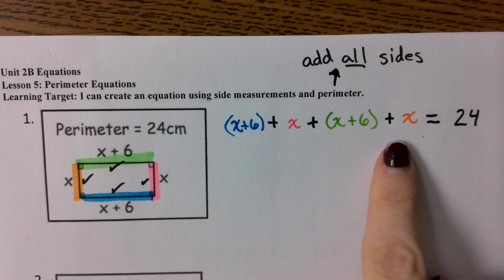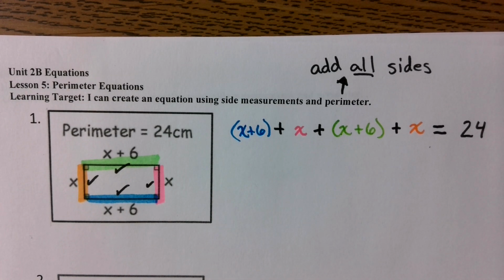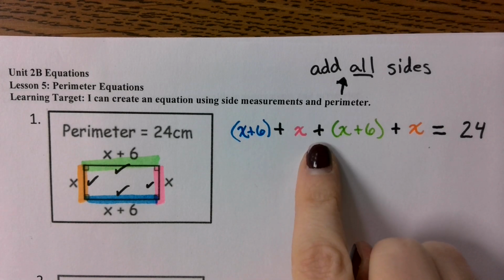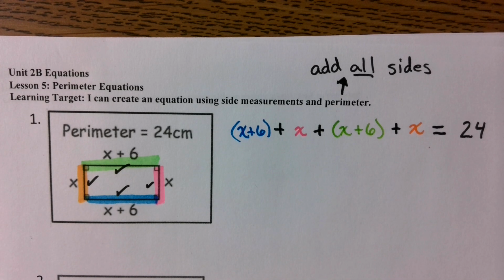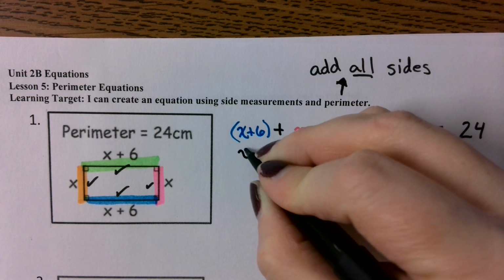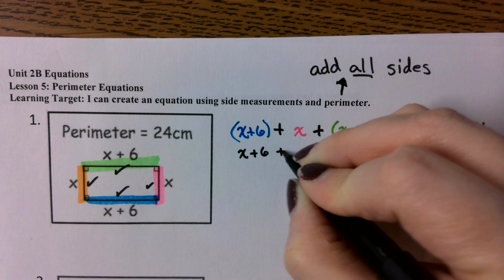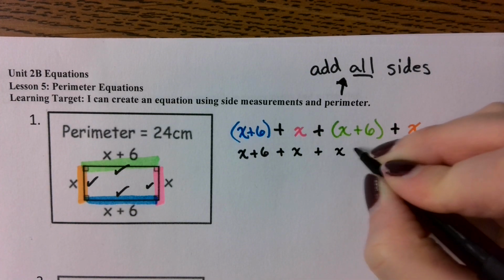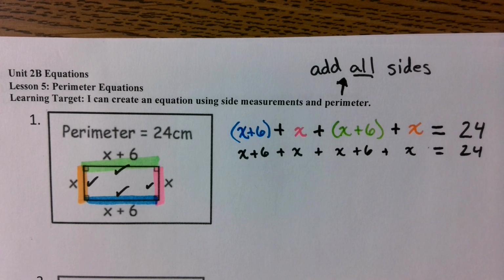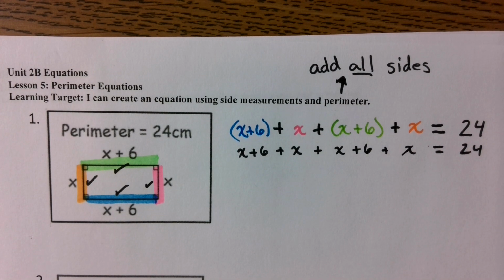Now I know I put parentheses around here, which means there's distributive property, but I'm only distributing a positive 1. So is that going to change anything if it's a positive 1? No. So I can just rewrite x plus 6 plus x plus x plus 6 plus x without my parentheses. I can just write those all like normal. No more parentheses: x plus 6 plus x plus 6 plus x, and that's equal to 24. So I got rid of all my distributive property.